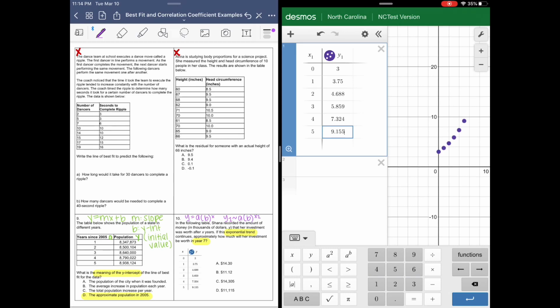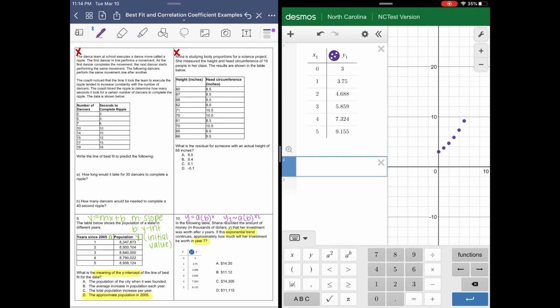Right. Now, just looking at this table and looking at those points plotted on the graph, I can see that it's starting to look like an exponential curve. It's starting to kind of look like this a little bit, right? Now, we want to know if this trend continues, how much would her investment be worth in year 7?